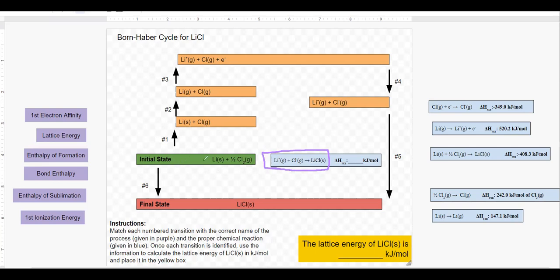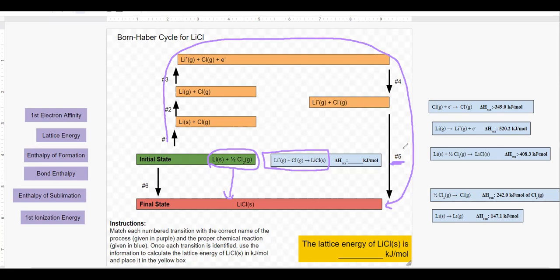So for an example, we are going to take this heat of formation reaction, number 6, where we go from lithium as a solid and half of a chlorine gas molecule, and we turn that into lithium chloride as a solid. We know that energy change, that's already been measured, that's standardized, and we're going to compare that to this other series of reactions where we don't know step number 5.